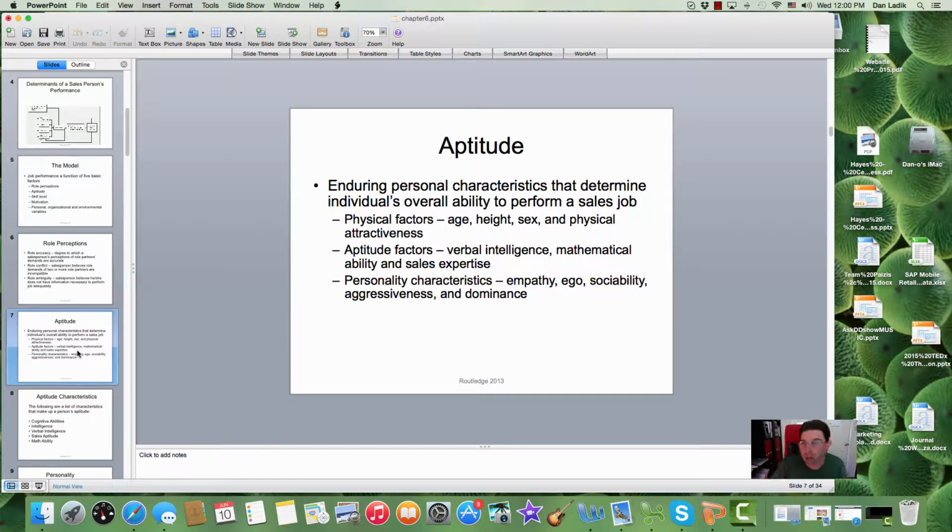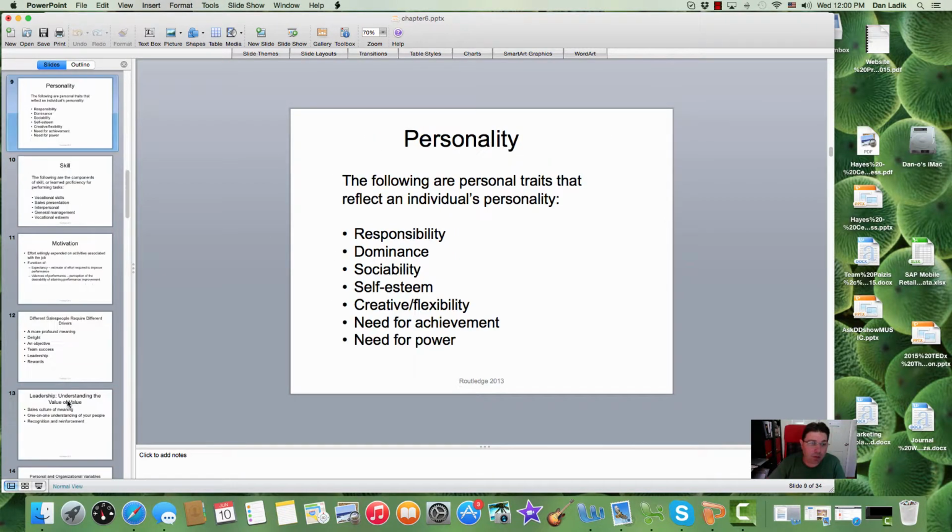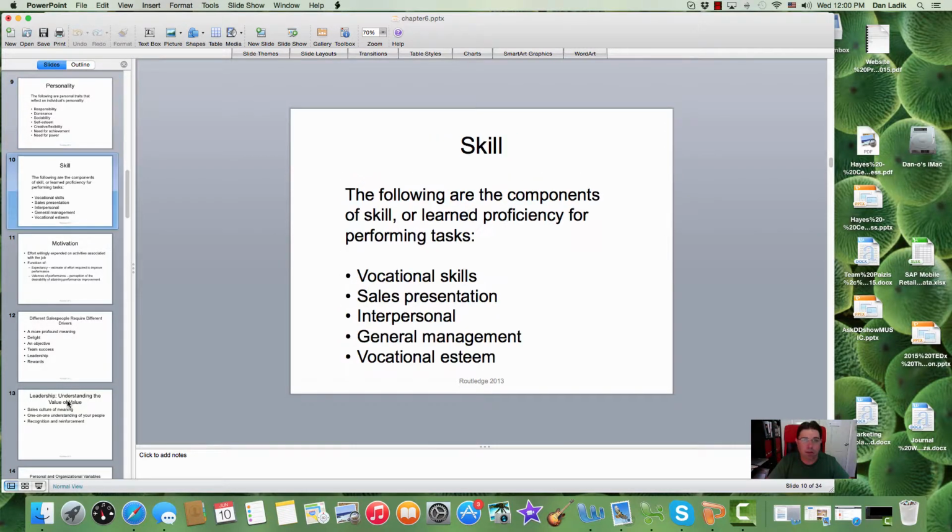Some people do have some of these aptitude characteristics, and these are helpful. It helps that you have some of this need for achievement, power, creativity, flexibility. But in a new school environment, I think it's less that salespeople are born and much more that salespeople are made. We can learn these skills. We can be trained on these skills.